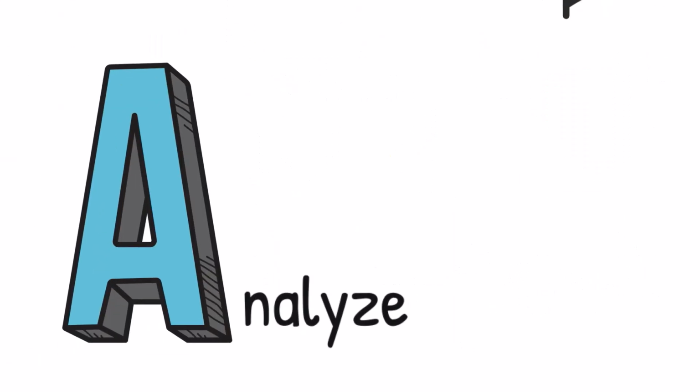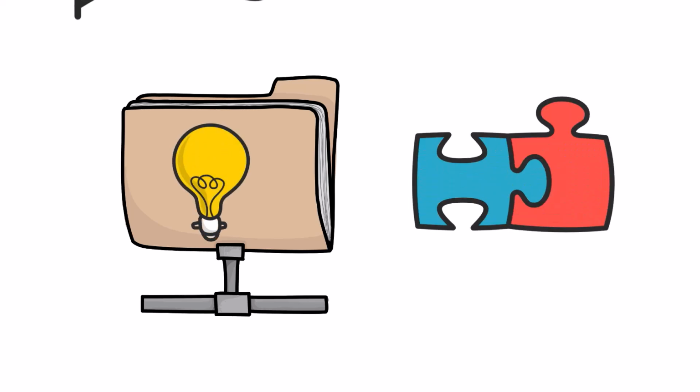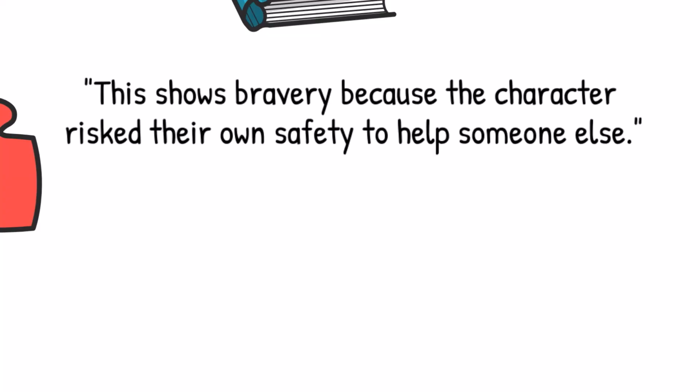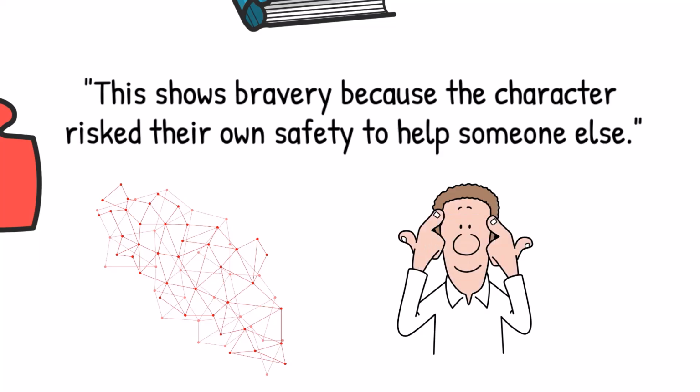The third step is analyze. This is where students explain how their evidence supports their answer. It's the step where they clearly connect their ideas. Example: this shows bravery because the character risked their own safety to help someone else. Analysis helps students connect the dots and demonstrate deeper understanding.